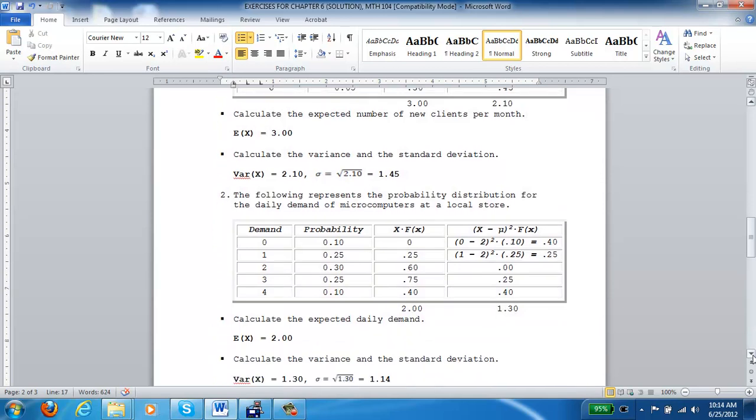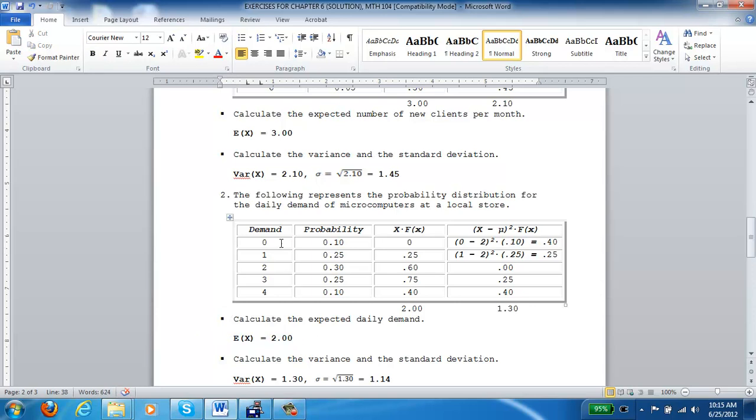In a similar manner we do problem number 2. We have the x from 0 to 4, we have the f of x. So step 1, we calculate the probabilities, and in order to calculate the expected value, we multiply the x times f of x, and the summation gives you the expected value. So 0 times 0.1 is 0, 1 times 0.25 is 0.25, and then you continue. So the expected value is equal to 2, or the mean.